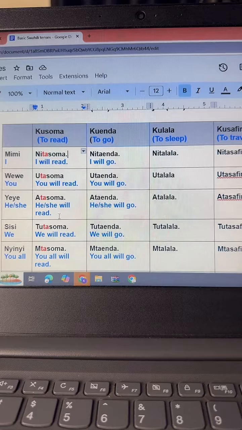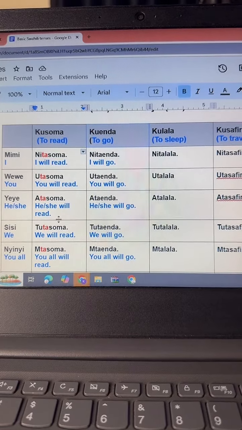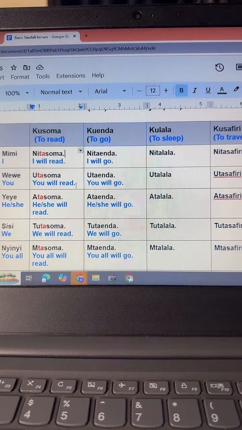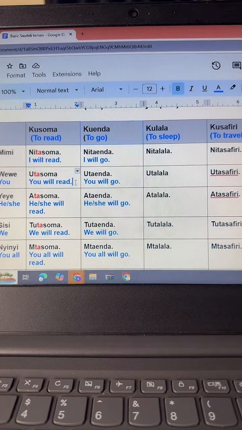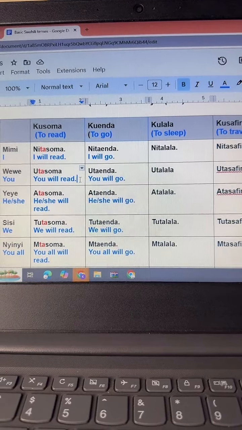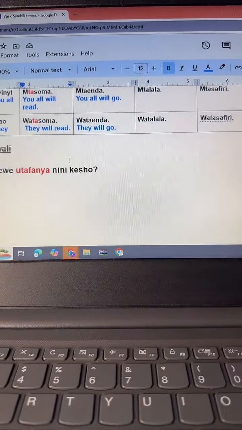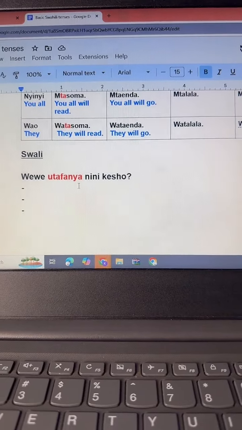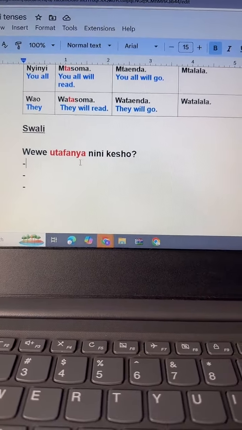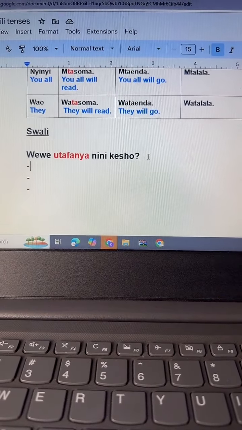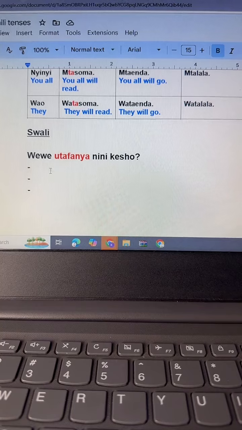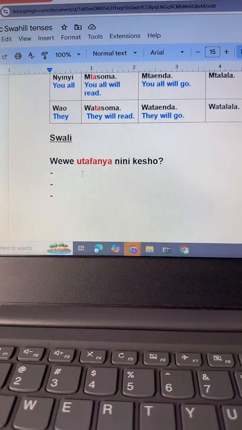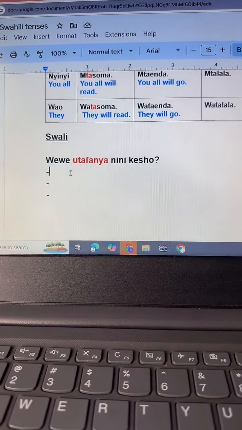You know, people like listening to good Swahili. So if you want to speak good Swahili, learn how you can conjugate these tenses correctly, and Kiswahili chako kitakuwa sanifu, sawa? We have the question here, swali. You can write in the comment section. Wewe utafanya nini kesho? This question means what will you do tomorrow? So you write what you will do tomorrow. Just write in Swahili, then I will read your answer aloud.